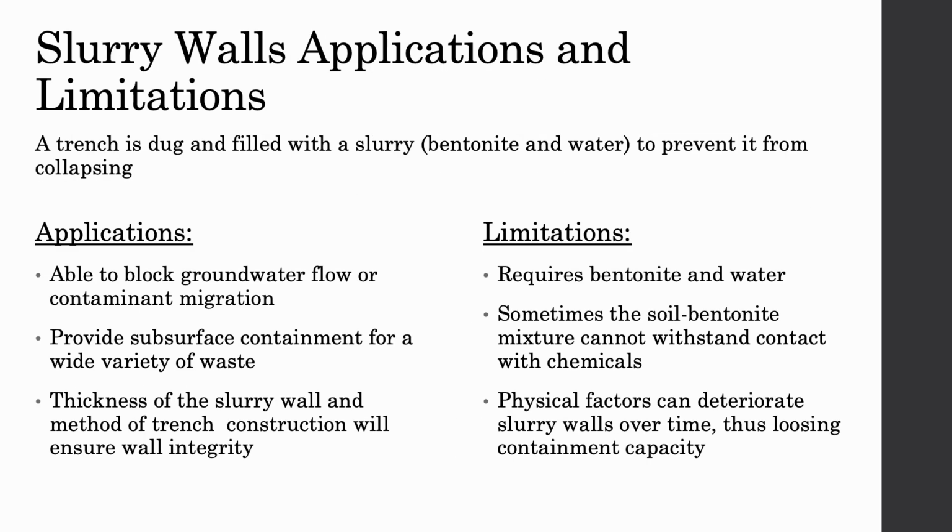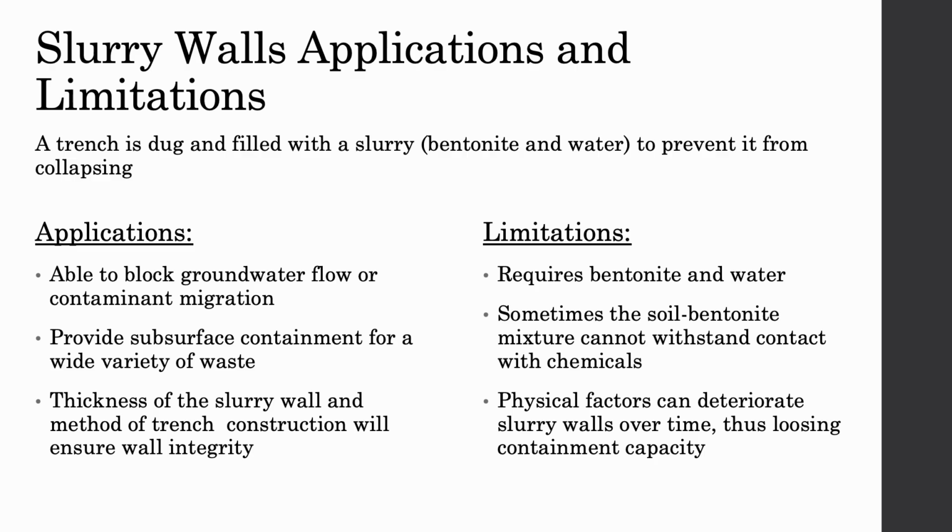As previously mentioned, a slurry wall is a trench that is dug and filled with a slurry, typically bentonite and water, in order to prevent it from collapsing. One of the many applications of slurry walls is the ability to block groundwater flow or contaminant migration. Another application would be to provide subsurface containment for a wide variety of waste, including radionuclides, metals, and organics. Another application is that the thickness of the slurry wall and the method of trench construction can ensure wall integrity.